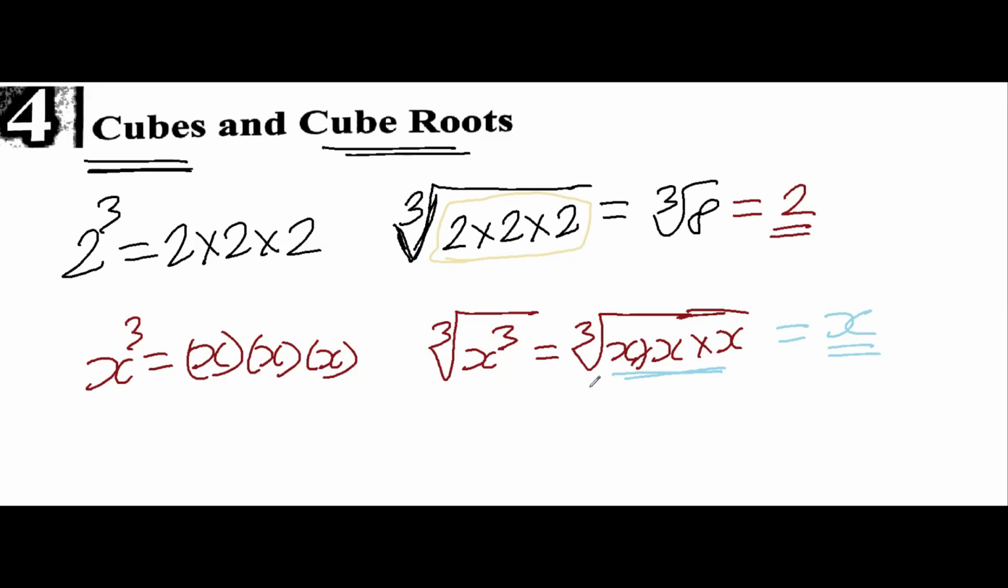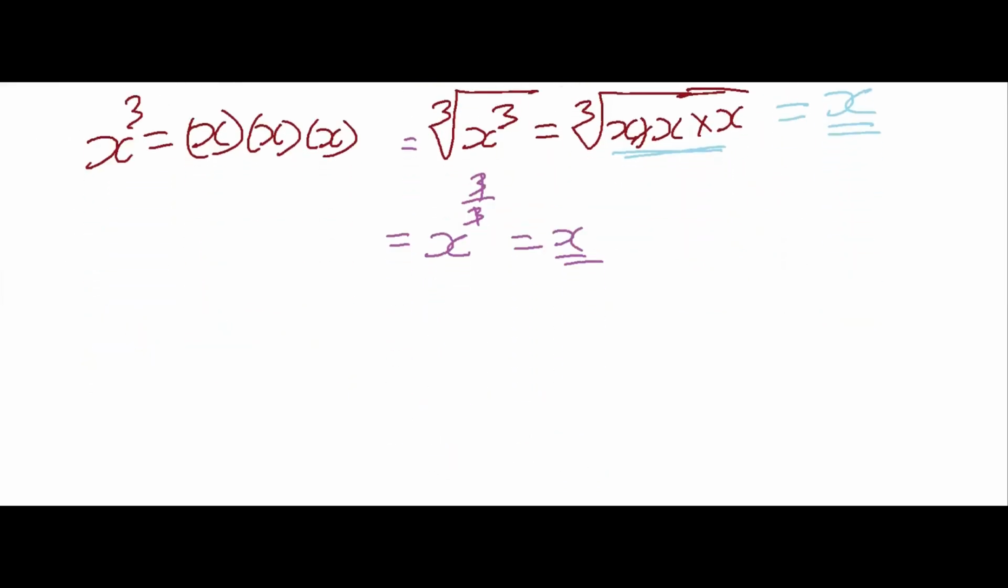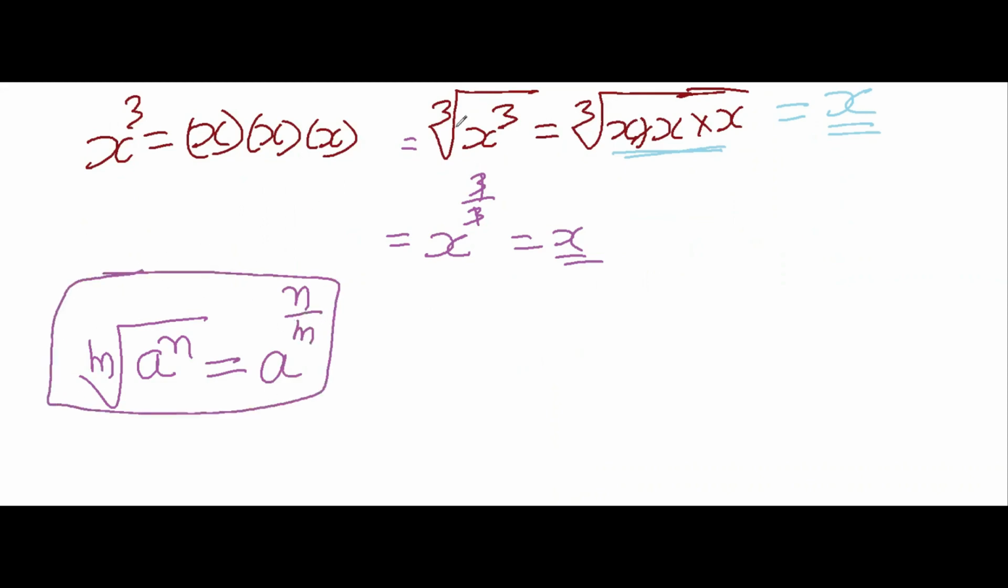Okay, the same we can also write in terms of exponential form. How? I can write this x as x to the power of 3, and the 3 and 3 cancel, you will get x. Now what is this exponential law? The exponential law is: the mth root of a to the power of n can be written as a to the power of n divided by m. Same thing I did here.